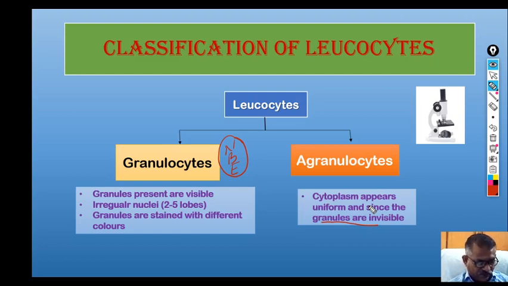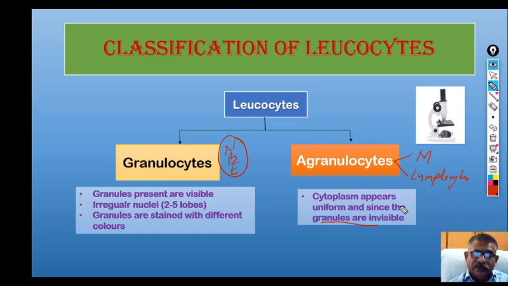Agranulocytes are of two types. They are monocytes and lymphocytes. This is the broad categorization or classification of leukocytes.